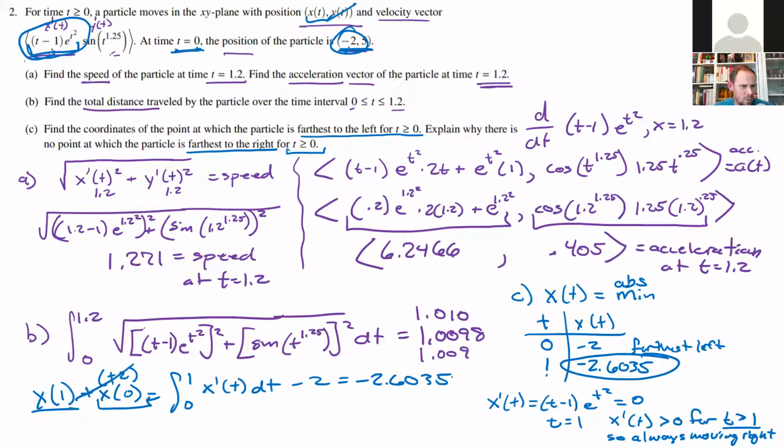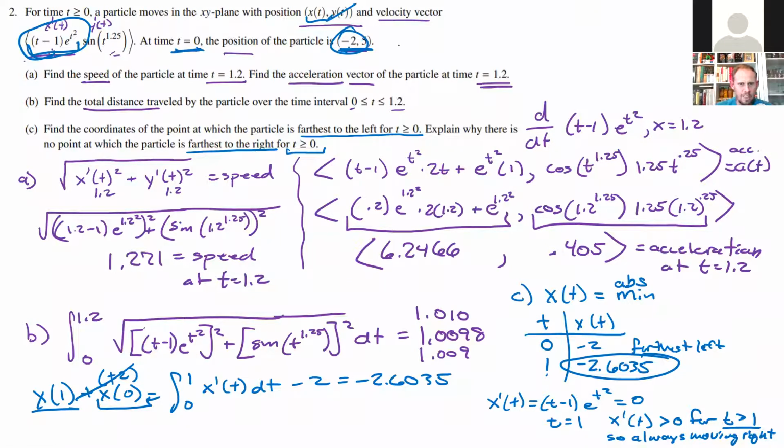Doesn't it ask the coordinate? So y value too. Find the coordinates of the point at which the particle is farthest to the left. Yeah, I guess we might need the y value there too. That's a lot of work. Gosh, this was a rough one.